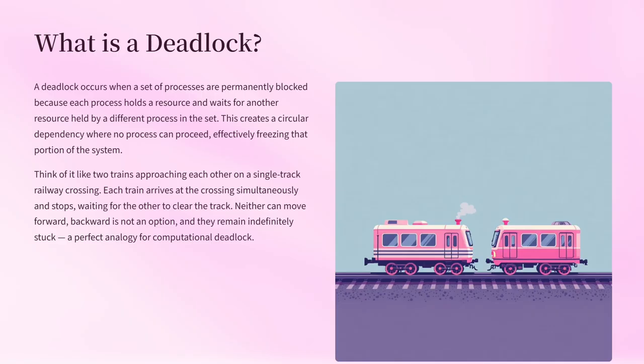What is a deadlock? Imagine your computer as a busy city with multiple processes working like cars on roads. Sometimes all the cars need to use the same intersection at the same time. When this happens, traffic comes to a standstill. In computing, this situation is called a deadlock.